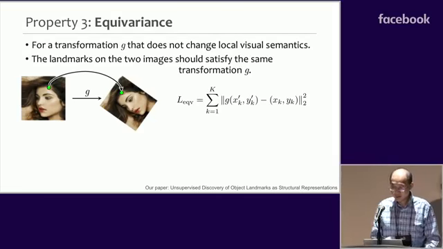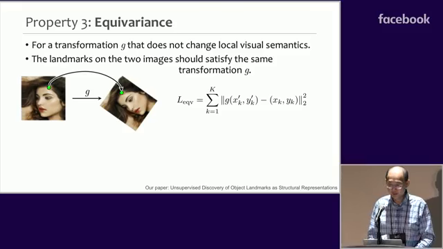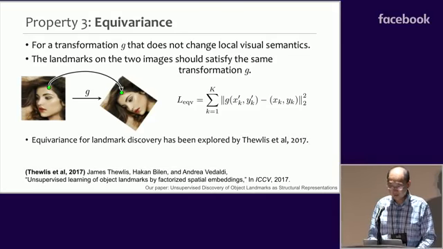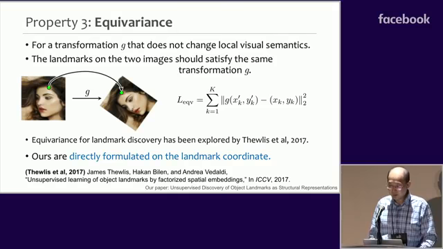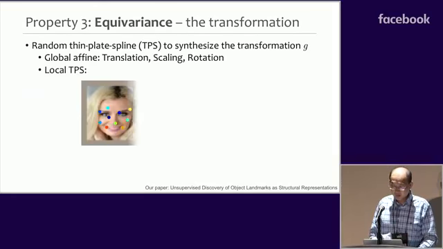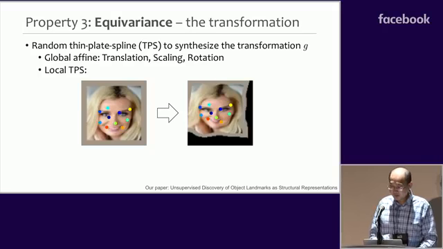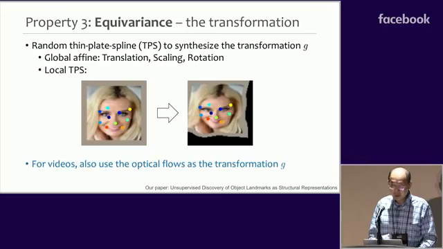This property is called the equivariance, and it can be constrained by this equation. Thewlis et al. used the equivariance for landmark discovery by defining a training objective on the detection heat maps. In contrast, we can apply the above equation directly on the landmark coordinates with the help of our differentiable formulation. Following Thewlis et al., we use random thin plate spline to simulate the image deformation. When videos are available, we can also compute the optical flows and use them as the transformation during training.